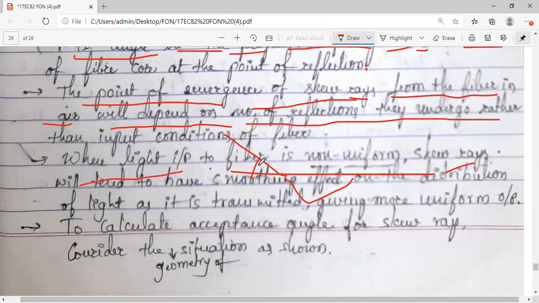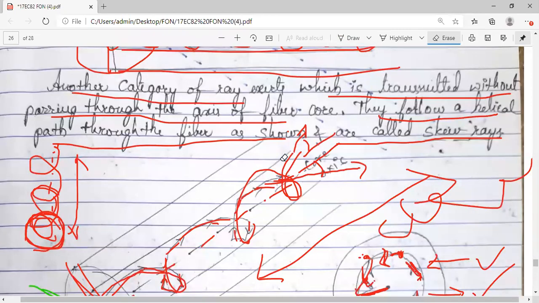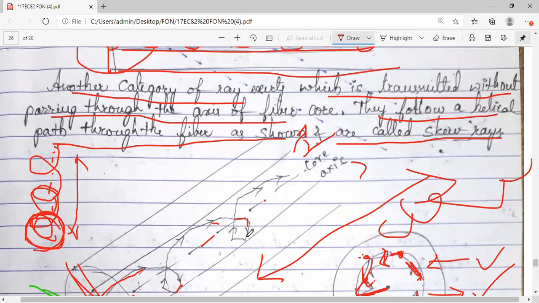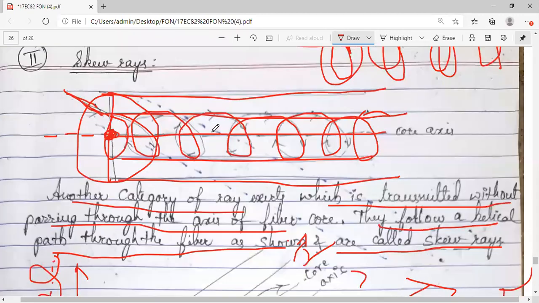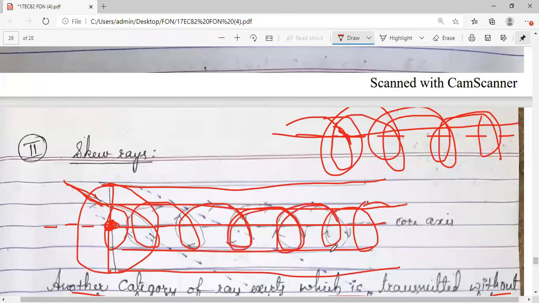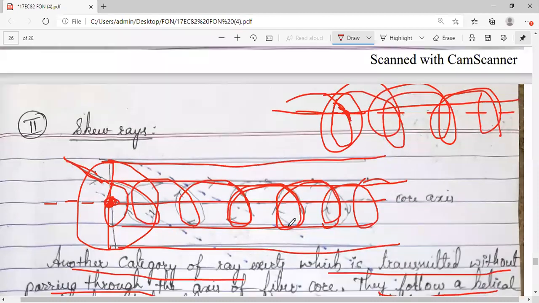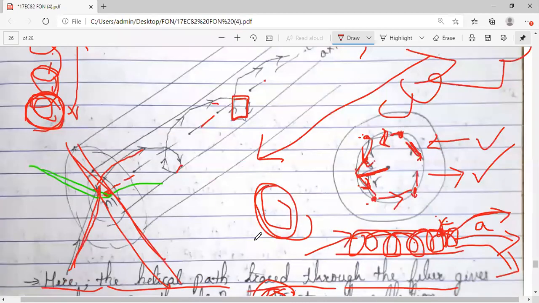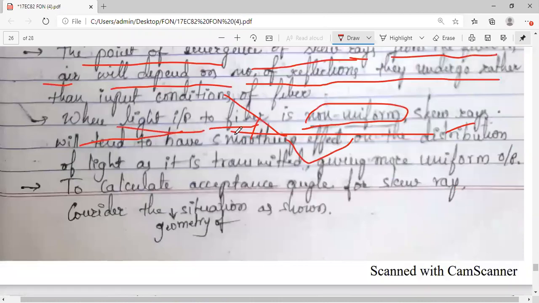When the light input to the fiber is non-uniform, if you see, I have drawn 2 figures here. One is this, wherein you can have some straight line kind of things inside. Instead of a smooth line, I have drawn smaller lines here. See, 1, 2, 3, 4. It is not a circle. Some smaller lines are there. And in the first figure, I have shown a smoother helix, a completely spring-like structure. So why this difference? This all depends upon the light quality. Whenever the light input to the fiber is non-uniform, the skew rays will tend to have a smoothing effect.